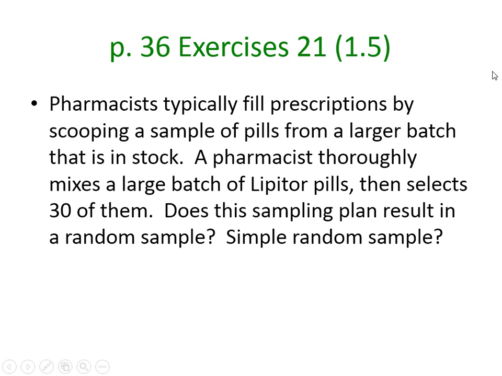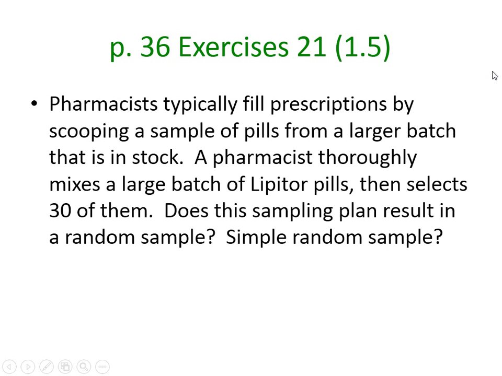It's 30 out of however many pills are in there. Because he shook it up, there's nothing that says the first ones coming out have to be picked, type thing. So each one of them has an equal probability. Since it's a random sample, we have a possibility that it's a simple random sample. So now the question is, does every group of 30 have the same chance of being selected?